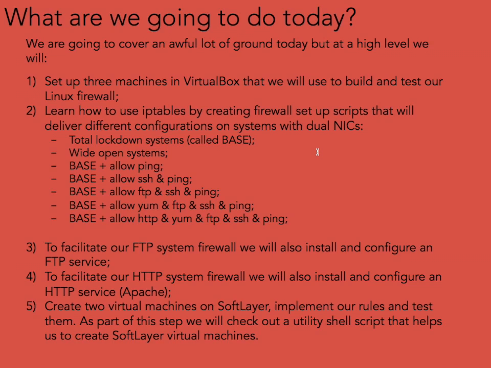Then base yum, because of course, with ping, SSH and FTP, you still won't be able to yum update. So we're going to cover base yum FTP SSH. This will probably trigger the fact that I'm going to use CentOS again. Pretty much always do. Then we're going to cover base HTTP yum FTP SSH and ping. So for those last two, just to facilitate our FTP, we're going to install VSFTPD. To facilitate HTTP, we're going to install Apache.